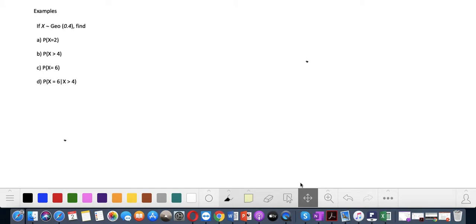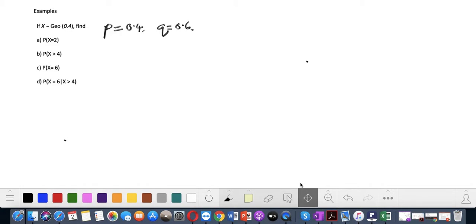Distributed where the p-value is 0.4. Okay, let's find out what is the probability when x equals 2. So the information that you have to list down first of all is your p-value. P-value is 0.4, so q equals 0.6. Okay, so let's work this out.